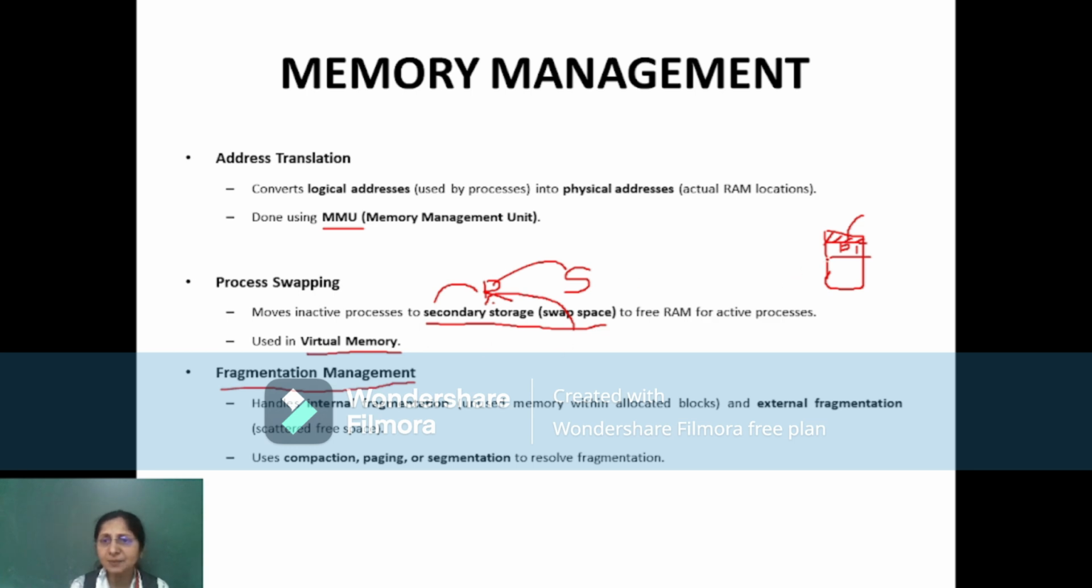So such wastage of memory is known as fragmentation. And you see, P1 was allocated this entire block, and within the block there is a wastage of memory. So this wastage of memory within the block or inside the block is known as internal fragmentation.